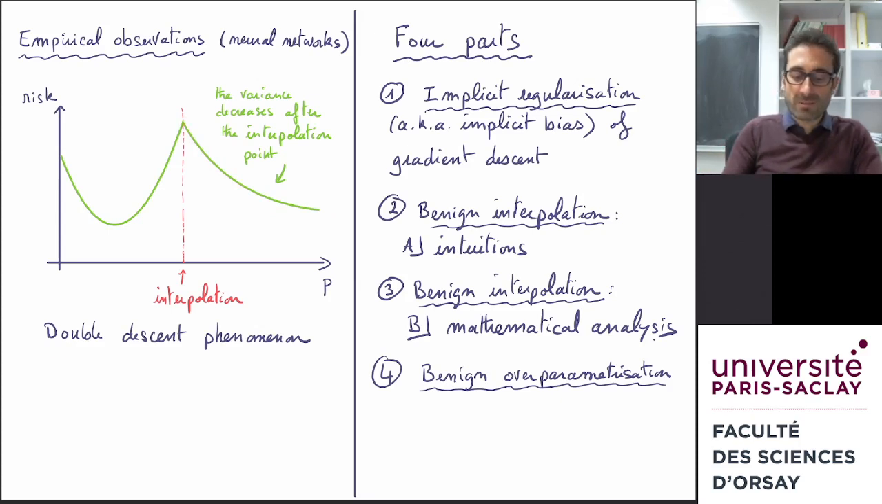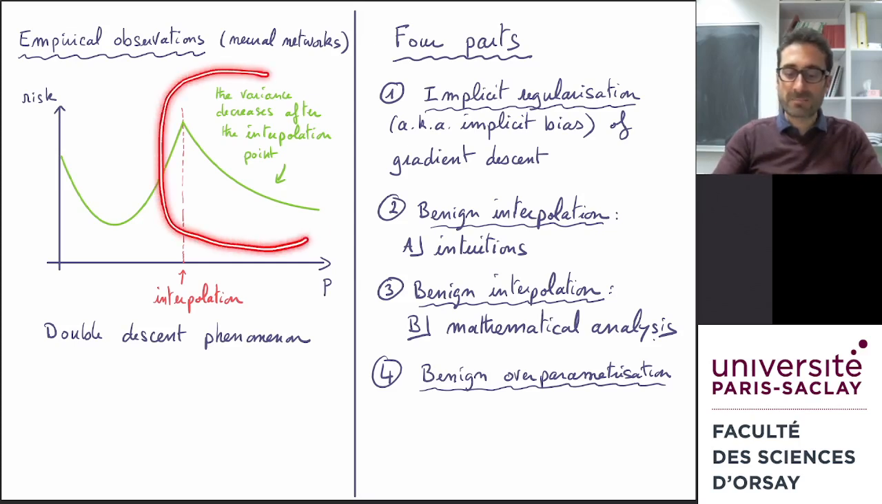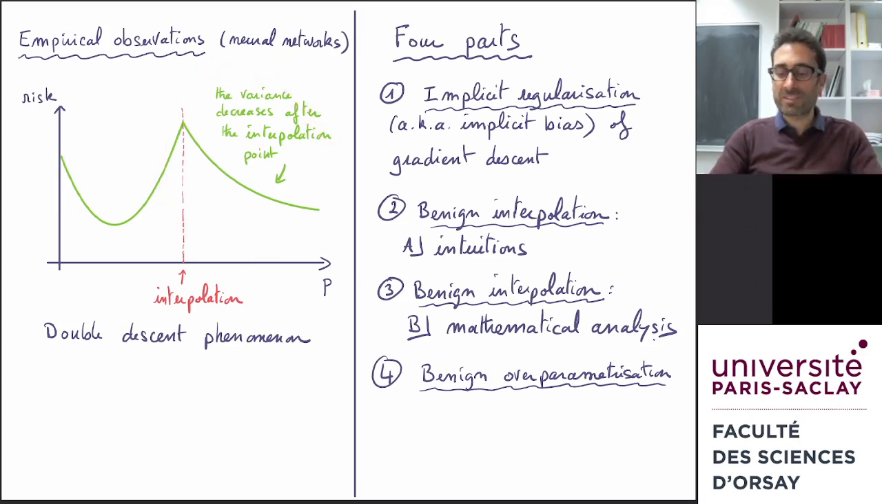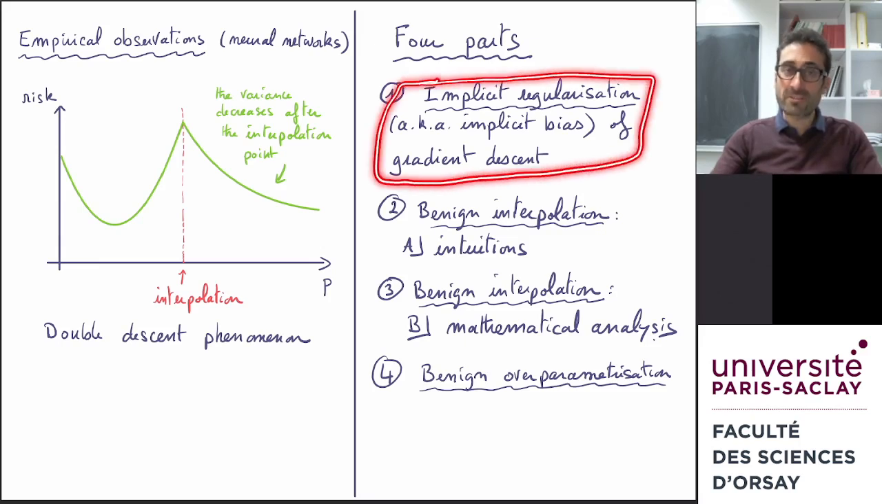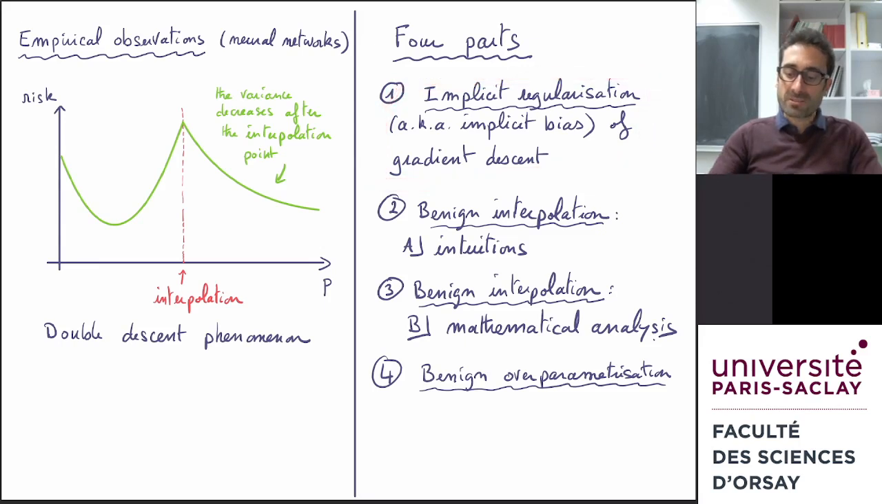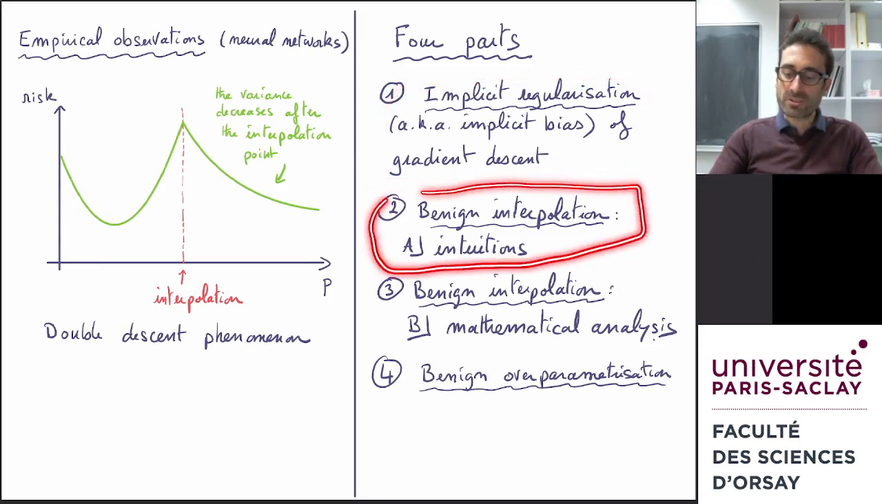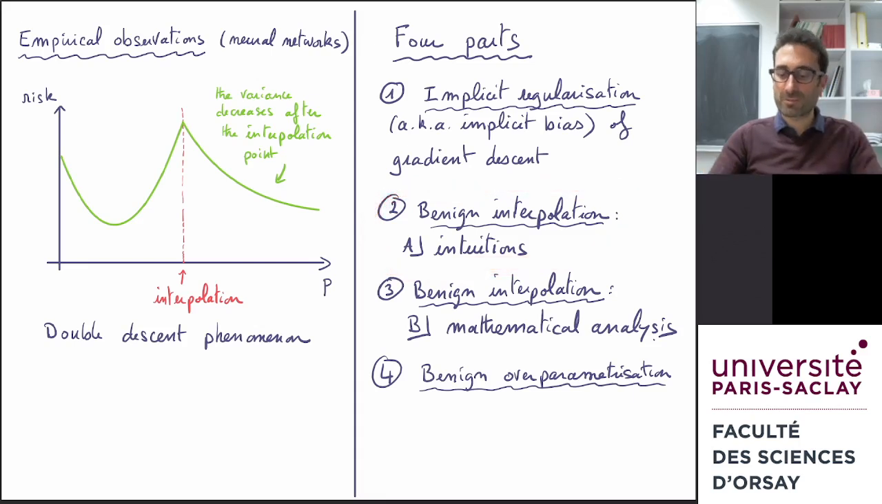This phenomenon is known as the double descent phenomenon, and the goal of this series of lectures is to explain this part of the diagram. There will be 4 videos. The first video, the video of today, is on implicit regularization of gradient descent. The second video will be on benign interpolation, and I will essentially give some intuitions. The third video will be on the mathematical analysis of benign interpolation, and the last video will be on overparametrization.